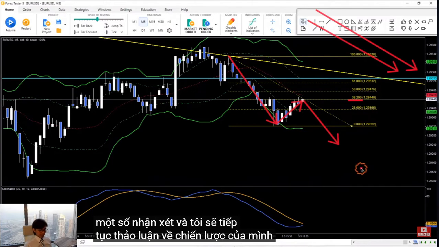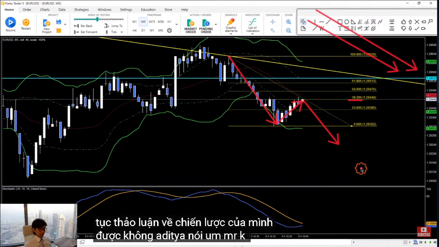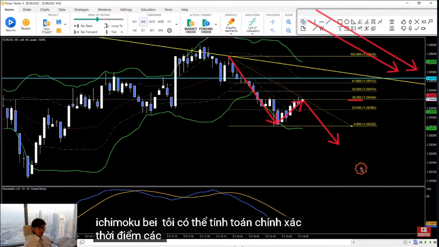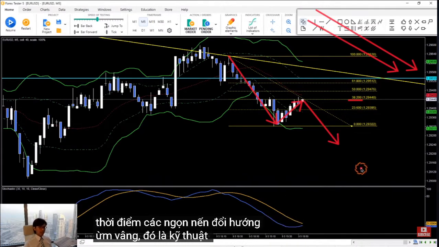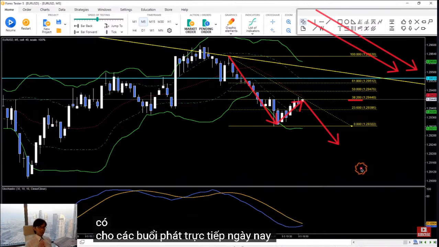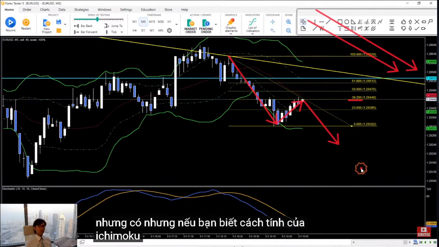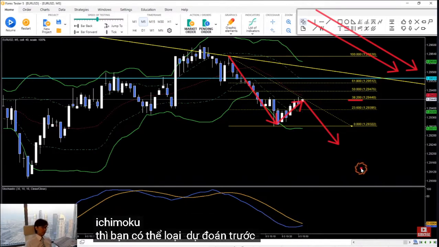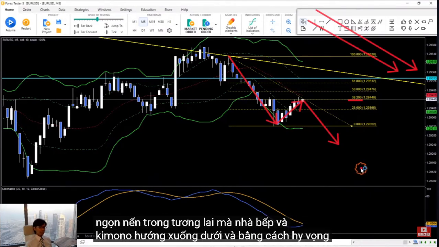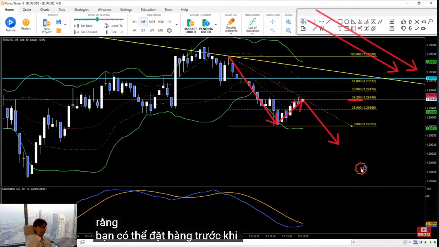Okay, Aditya says, Mr. K, why not look for the edge before the Kijun Sen goes up and down, instead of Ichimoku being able to calculate exactly when the candles change direction? Yeah, so that's an advanced Ichimoku technique. For today's live streams, or usually, I look for the angle of Kijun Sen and Kumo. But yes, if you know the calculation of Ichimoku, then you can foresee in how many candles in the future the Kijun Sen or Kumo points downwards. And by expecting that, you can place orders before that. That's possible.